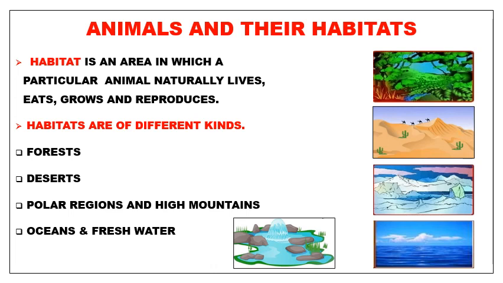So, students, the place where an animal lives, feeds, and reproduces is called a habitat. Different animals live in different habitats. The main habitats for animals are forests, deserts, polar regions and mountains, oceans, and freshwater. So let us study all these habitats one by one.